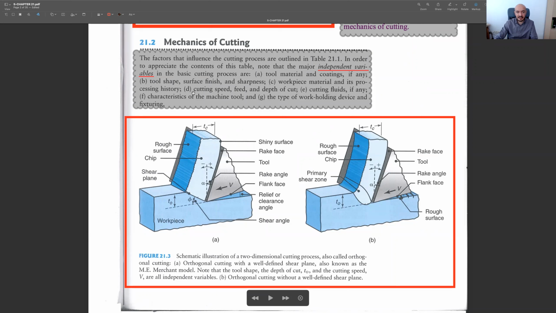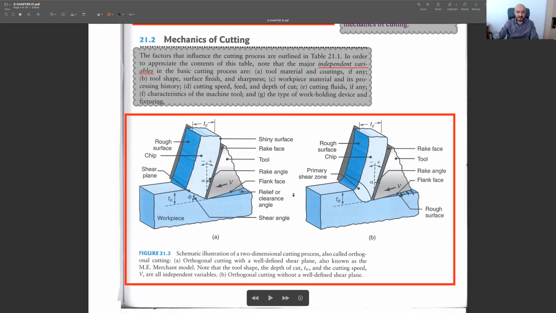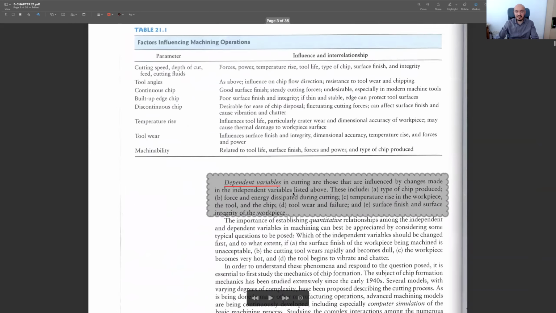Another independent variable set is cutting speed. It's set by us again. The feed rate, the depth of cut, they are all independent variables. And other things like cutting fluids, since we are the ones again deciding on the type of cutting fluids to be used in the process. So that's why they are again independent variables. And lastly, the characteristics of the machine tool, the type of the work holding device and fixturing are all examples of independent variables. But on the other hand, we have some dependent variables.